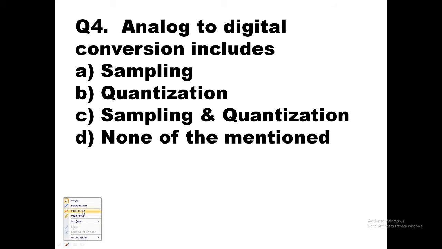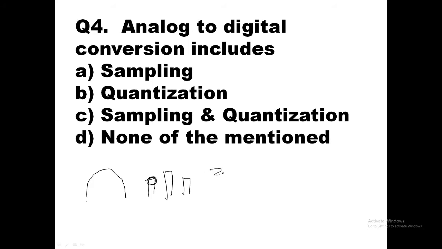Let me show you here. First, say this is your analog signal; this will be converted into samples like this. Then every sample, say this is the first sample, if this is around 2 volts, it will be represented as 0010.